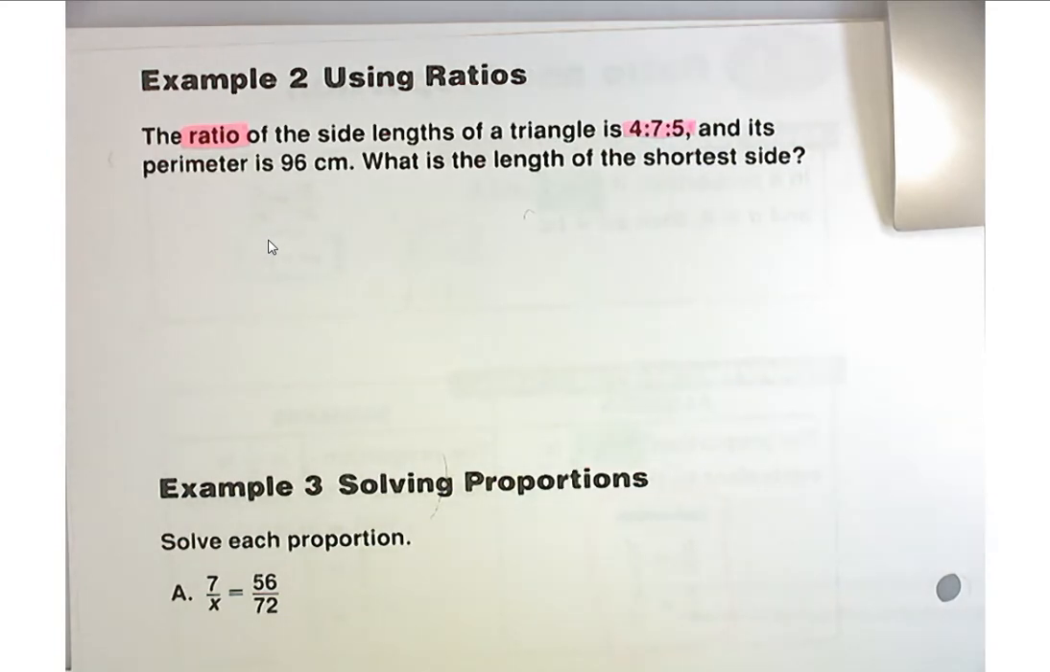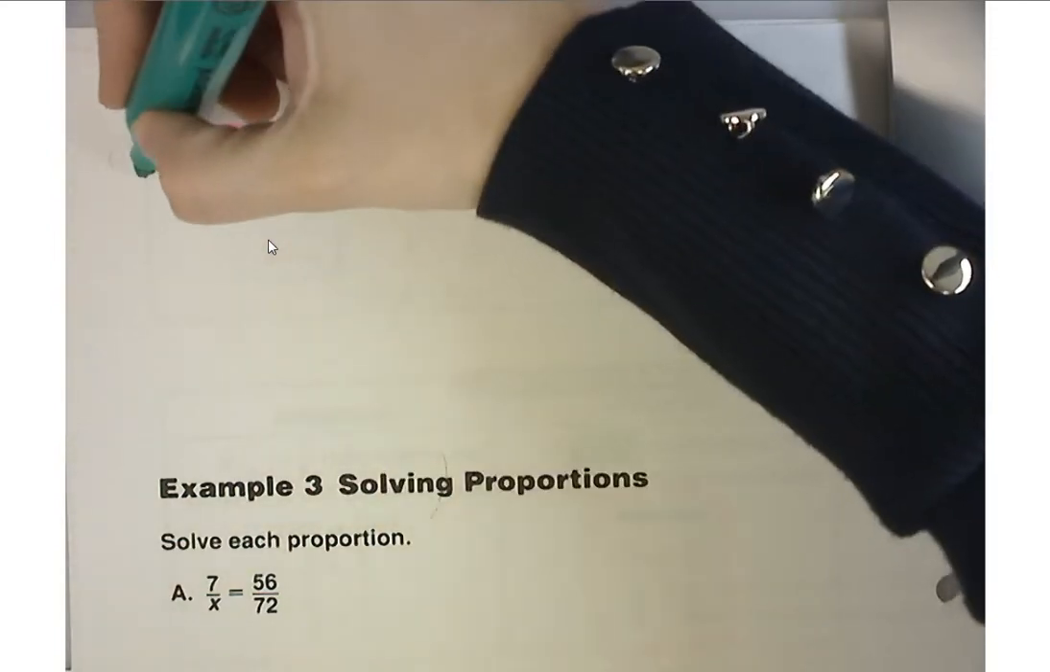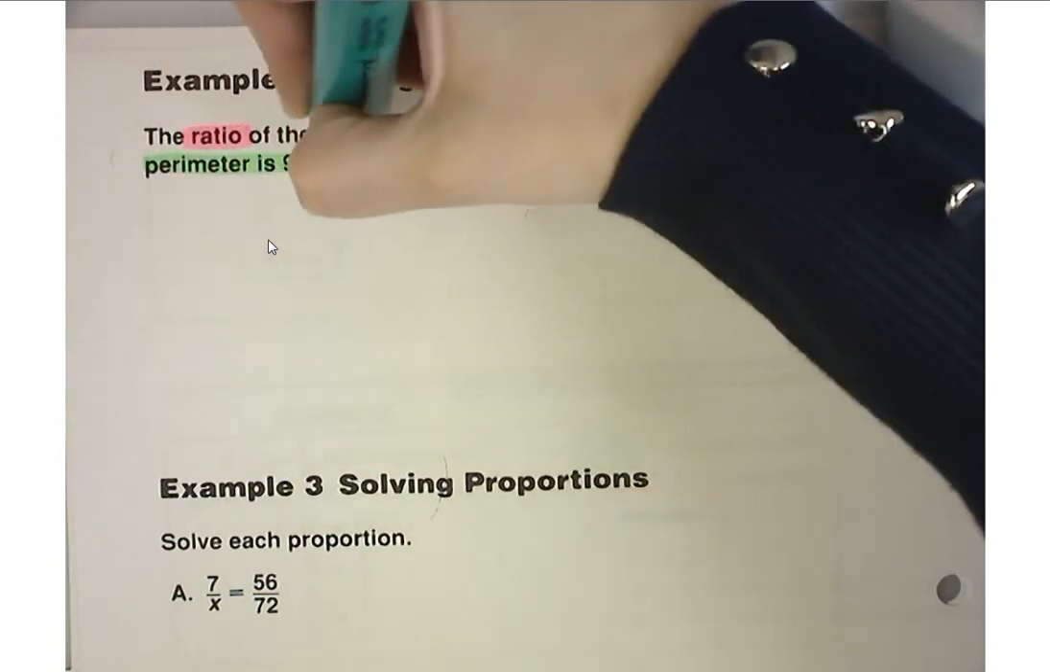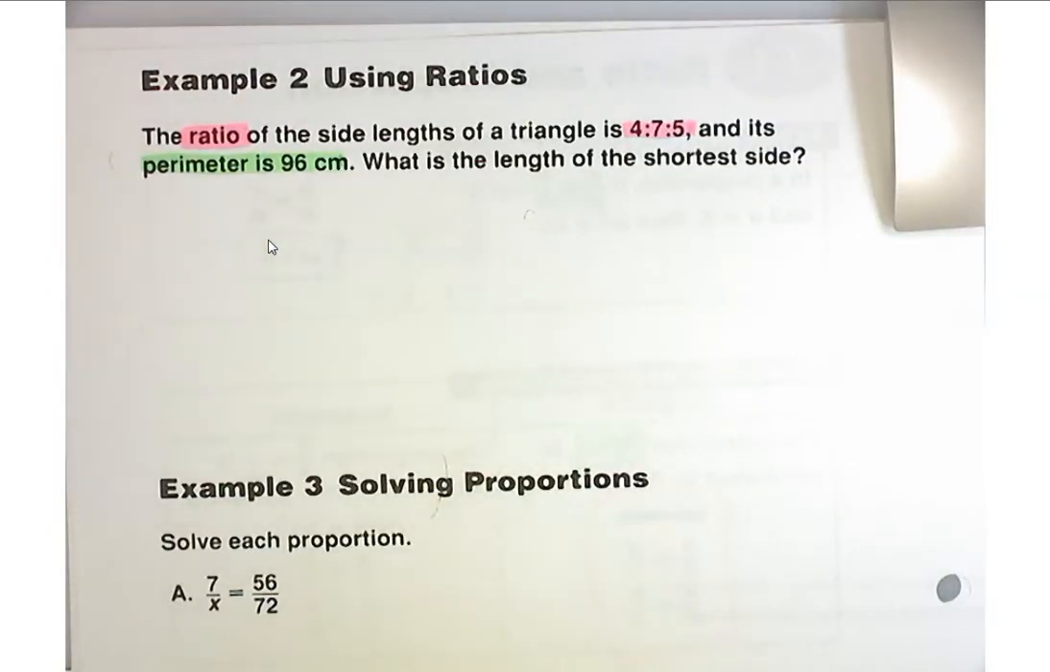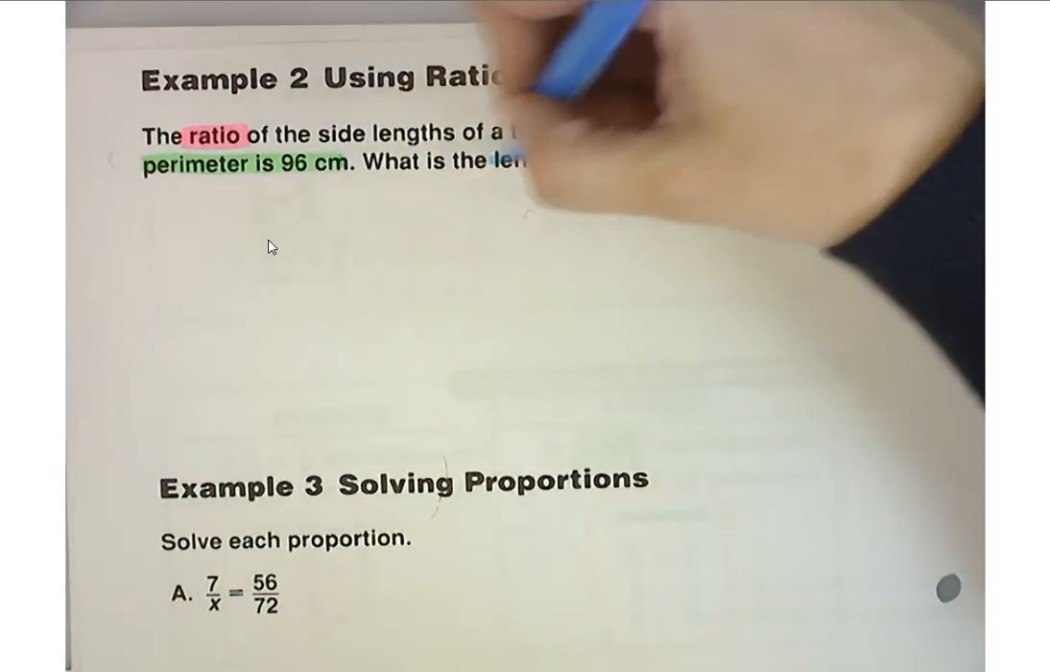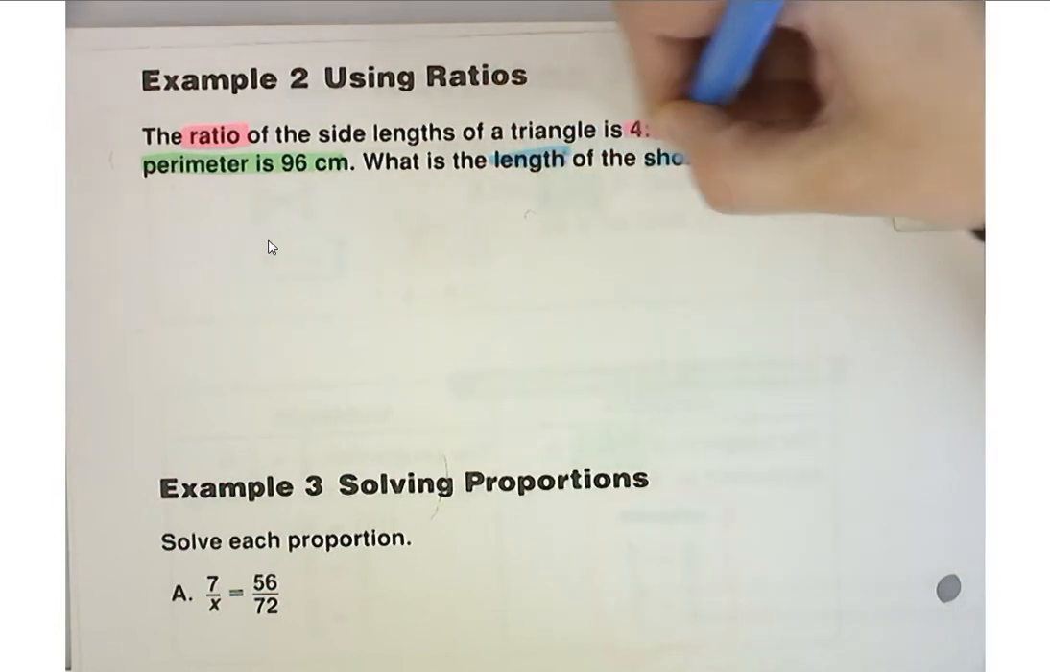It gives the perimeter is 96 centimeters. Okay, good. So your perimeter is 96 centimeters. And then another good thing is you always want to know what you're trying to find. Okay, so you are trying to find the length of the shortest side.